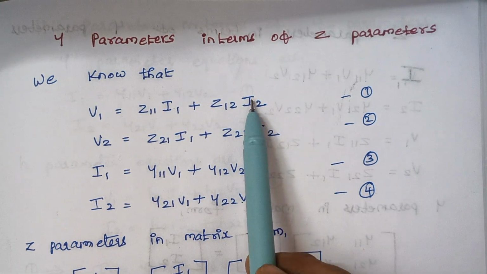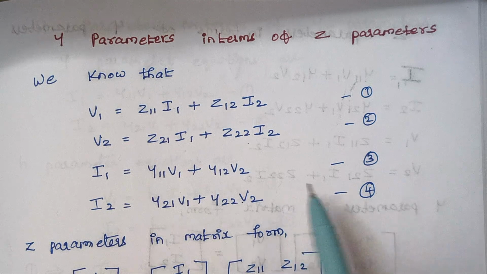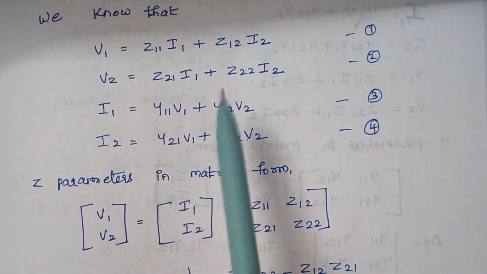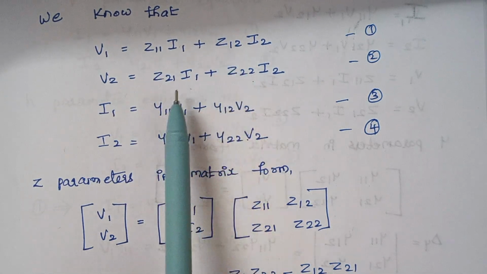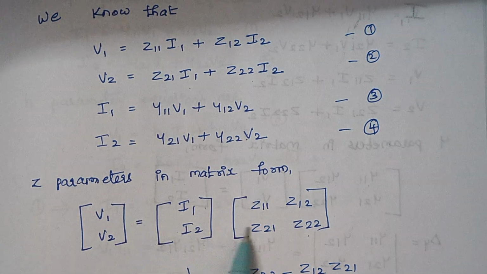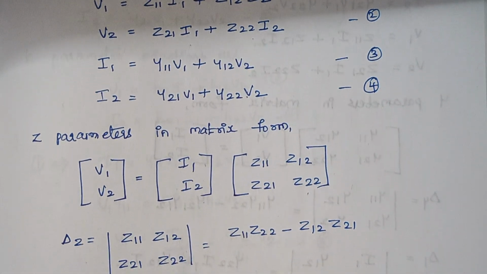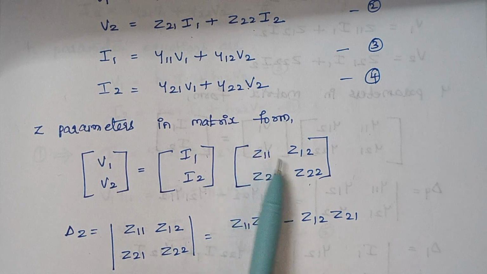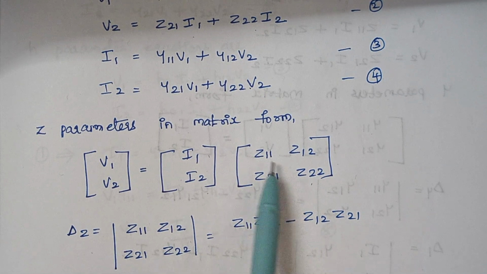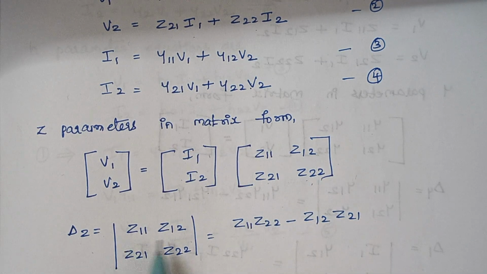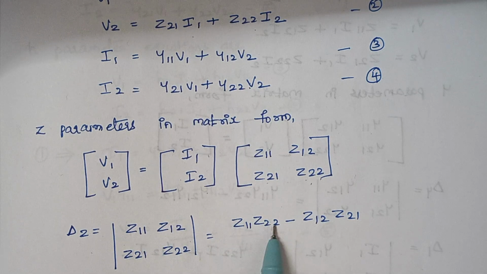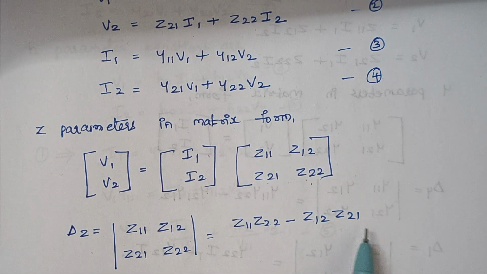Now we are going to write these two equations in the form of a matrix. When you write it in the form of a matrix, here you see V1, V2, and here Z11, Z12, Z21, Z22 and I1, I2. From this matrix, we are going to calculate the value of del Z, because everything is in the form of Z, so we are writing this as del Z. Here is the determinant of this matrix alone, Z11, Z12 and Z21 and Z22. So when you multiply, Z11 Z22 minus Z12 Z21.